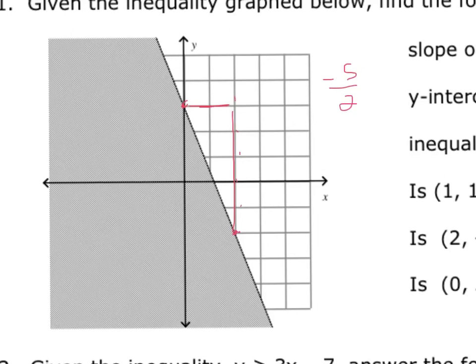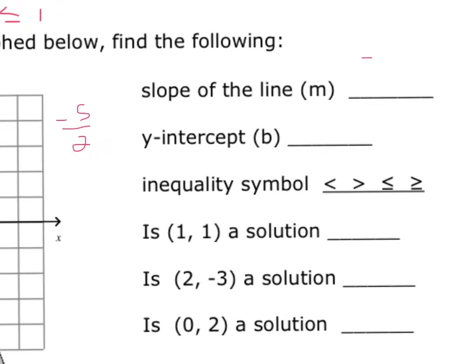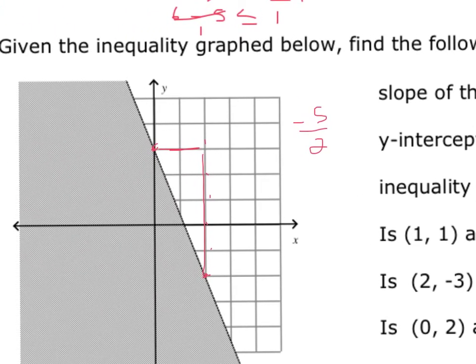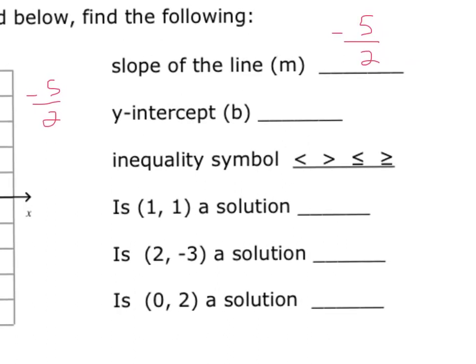Okay, so I'm going to come over here where the slope is, and I'm going to write negative 5 halves. Now we're going to go back and look for the y-intercept. That's located at 1, 2, 3. Depending on how I write it, we're just looking for the b, so we're going to write 3. If I wrote it as an ordered pair, it would be 0, 3, but we just want to know what the b is.